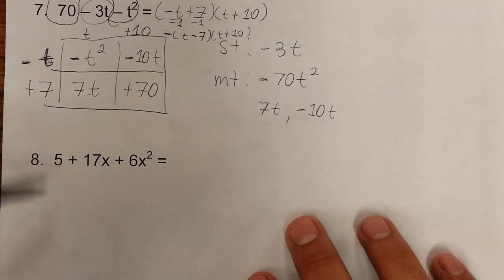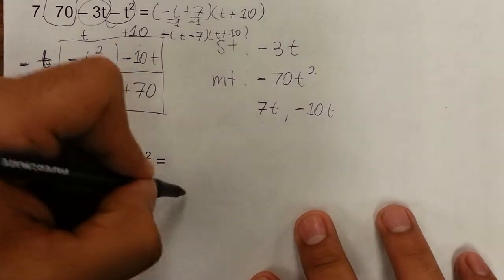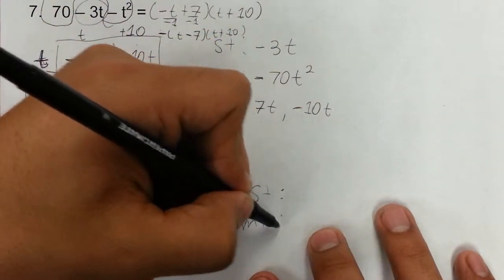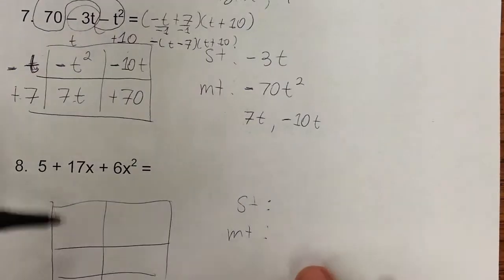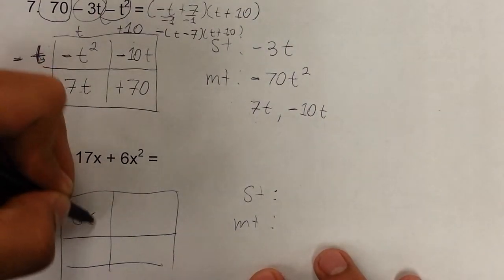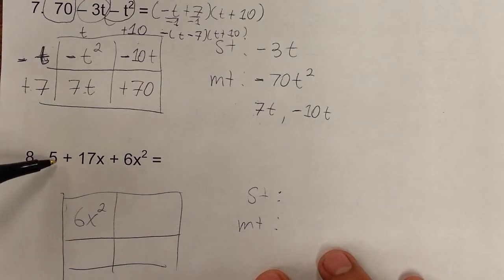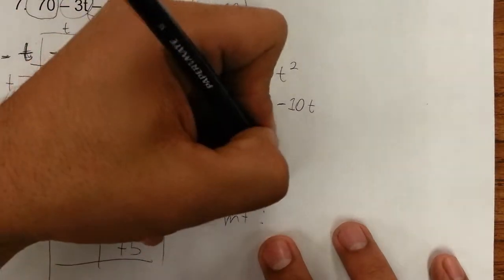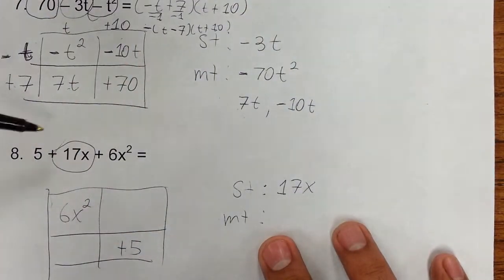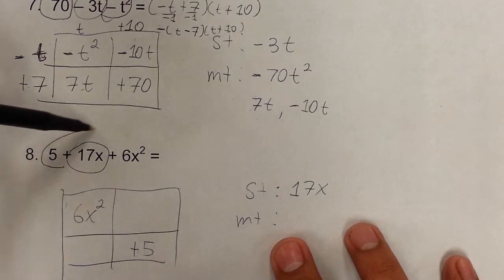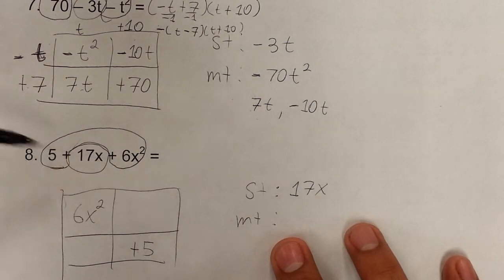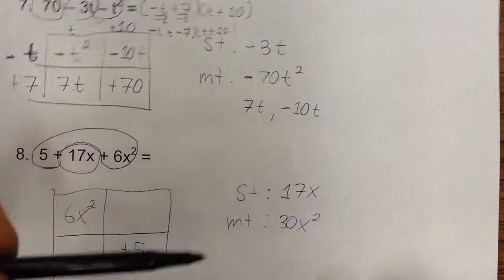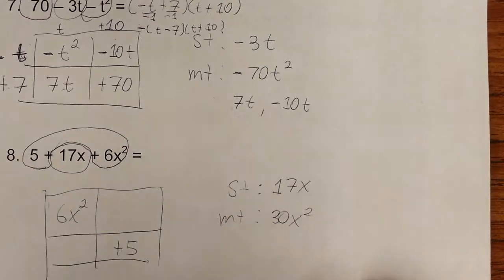Working on number 8, go ahead and draw your box. We've got the sums to and multiplies to. Let's fill in what we know. We've got our squared term, 6x squared, and then we've got the constant term, which is a positive 5. So I need my sums to, which is my middle term, 17x. I need to find the multiplies to, which is the product of the 6x squared and the 5, which would make a 30x squared. Positive product, positive sum, two positive expressions.